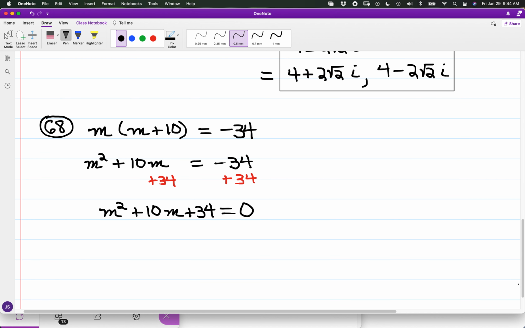You think of 34, 1, 17, and 2, and that's it. So there's no combination that will add up to 10. So again, we apply the same recourse, the quadratic formula. Setting up our a, b, and c: a is 1, b is 10, and c is 34.